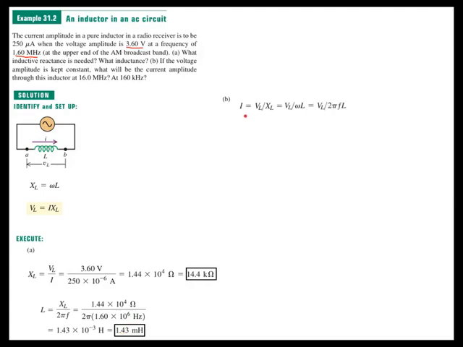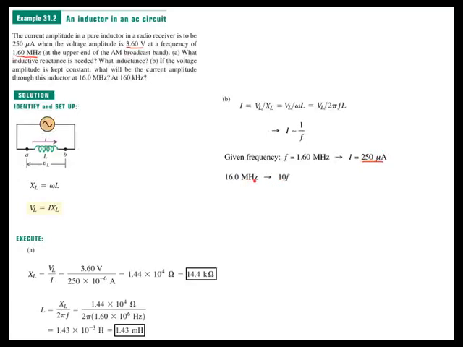Now if we change the frequency, we're going to change the reactance, of course, but we don't affect the amplitude of the voltage. But the reactance is proportional to omega, so it's proportional to the frequency. And since I is equal to V_L over X_L, we find that I is in fact proportional to 1 over the frequency of oscillation. So at the given frequency of 1.6 megahertz, we had 250 microamps. So this current is going to scale like the frequency.